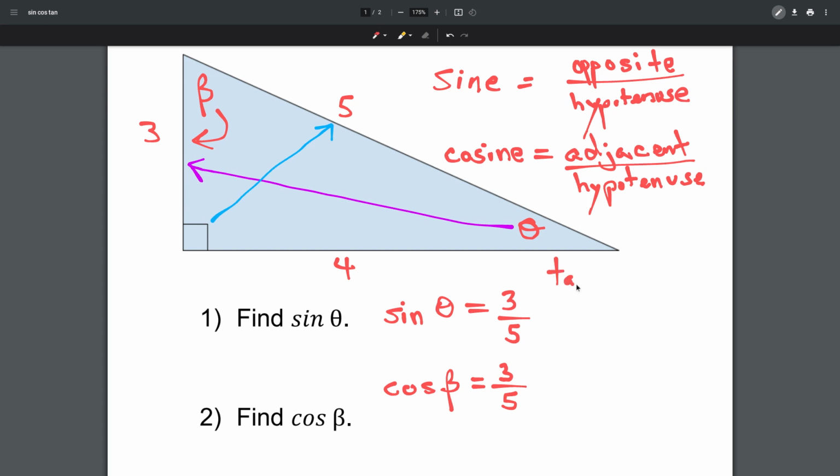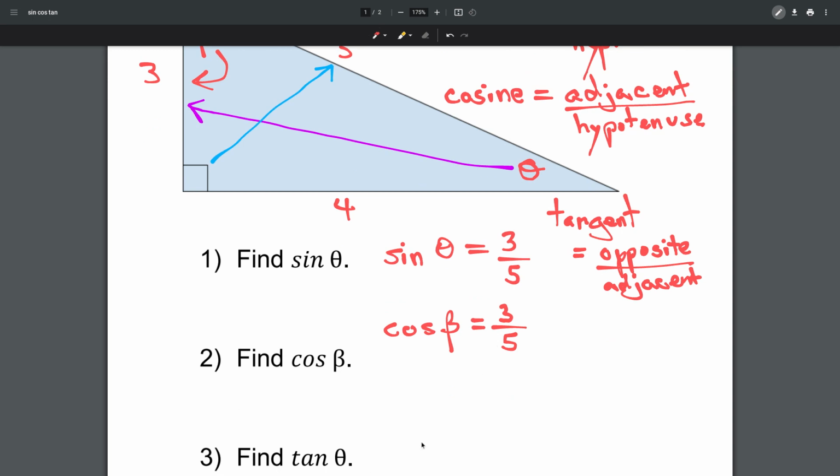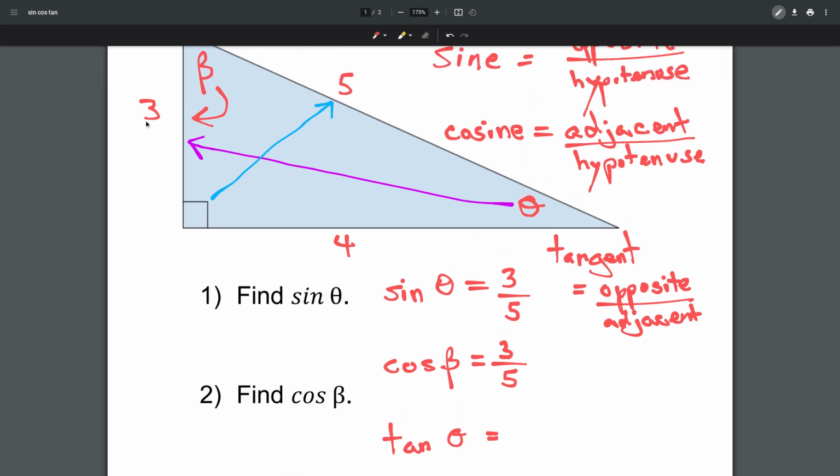Tangent here, which is sometimes abbreviated TAN, tangent is equal to the opposite side over the adjacent side. Okay, so let's find the tangent of theta. Tangent of theta, the opposite side is 3 over the adjacent side, the side next to it that's not the hypotenuse, which is 4. So the tangent of theta in this case is 3/4.